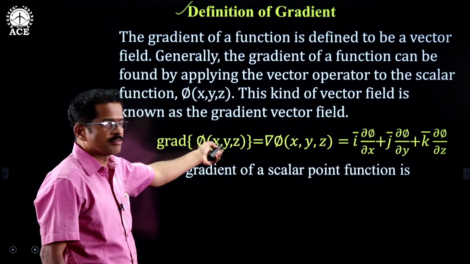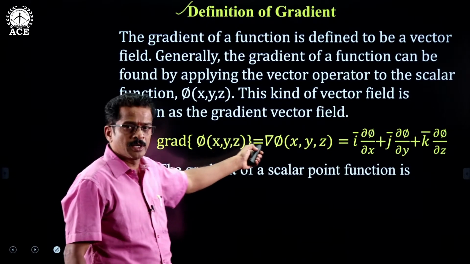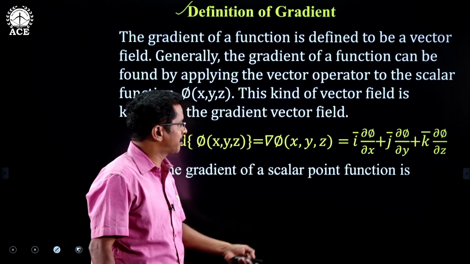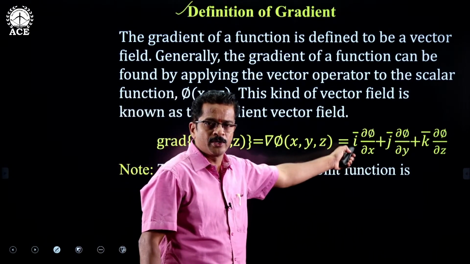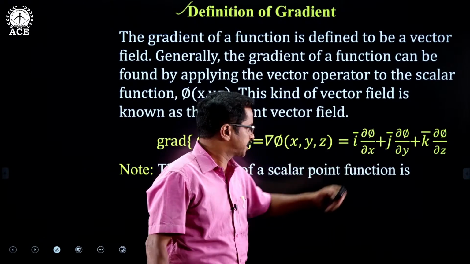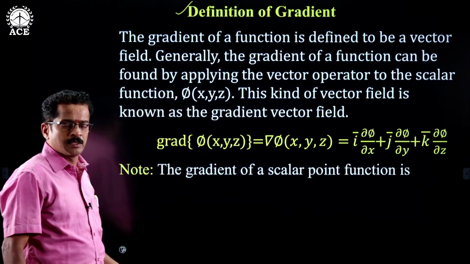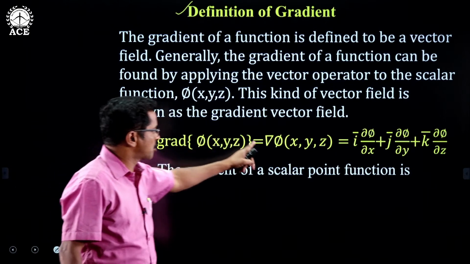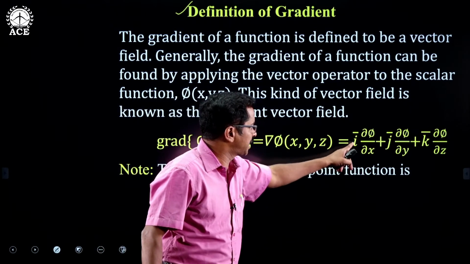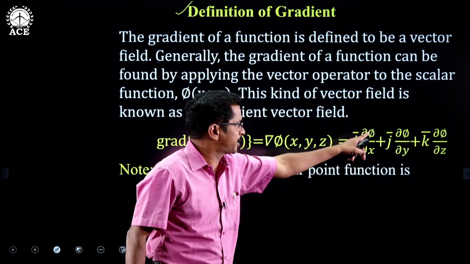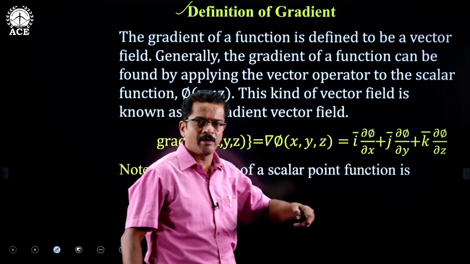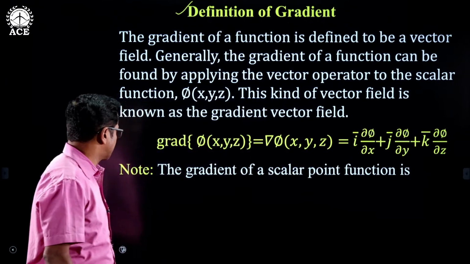Gradient means grad of a scalar point function, which we symbolically represent by del phi of x, y, z, which equals i bar dou phi by dou x plus j bar dou phi by dou y plus k bar dou phi by dou z. Means we are applying a differential operator on a scalar point function.